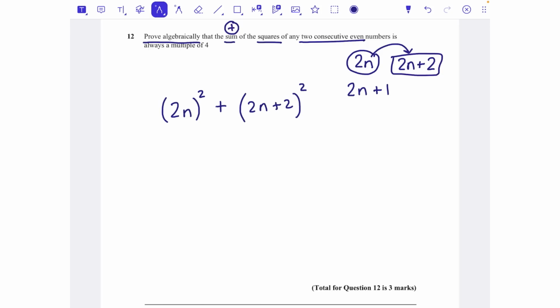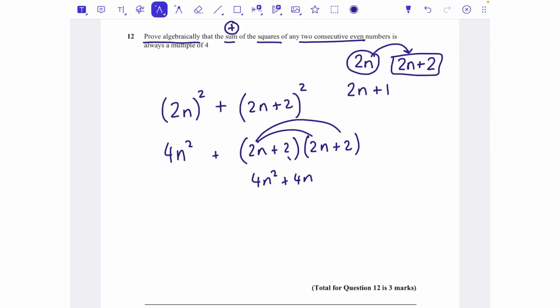So even number is 2n, the next even number is 2n add 2. If you want an odd number, it's 2n add 1. And then if you wanted the next odd number, it'd be 2n add 3, and so on. So let's expand this out. 2n squared means 2n times 2n. So that's 4n squared. And then 2n add 2, I'm going to square it, which means writing that bracket out twice. And that is 4n squared, add 4n, add 4n, add 4. So altogether, if I add this with this, I've got 8n squared, add 8n, add 4.